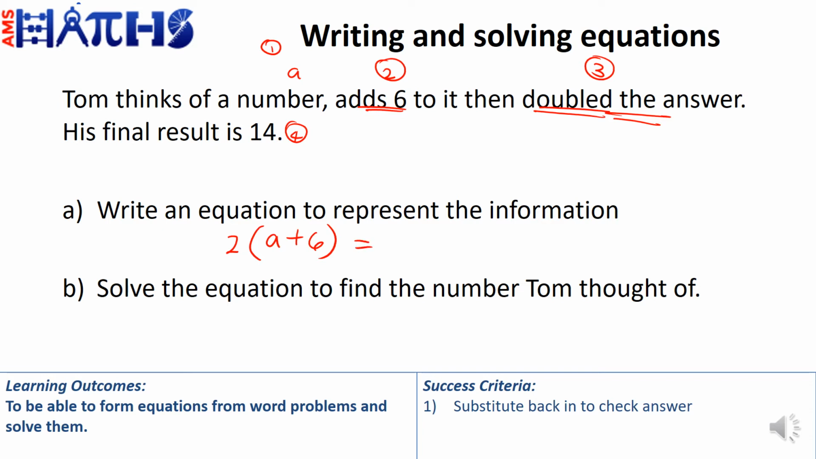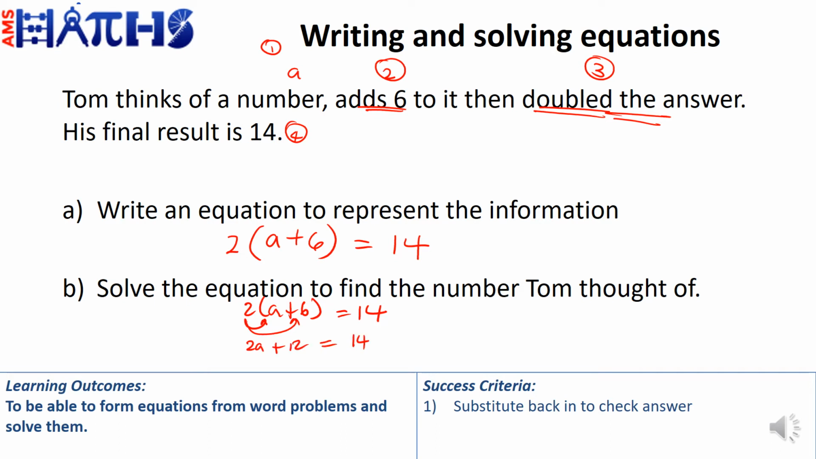So that means all of what he's done, A plus 6, and then double that, is going to give us 14. And then all we need to do is solve. So now we've done questions with brackets before, so we should be able to solve. So first thing is to expand our bracket. 2 times A, 2A. Then 2 times 6 is 12, and that gives us 14.